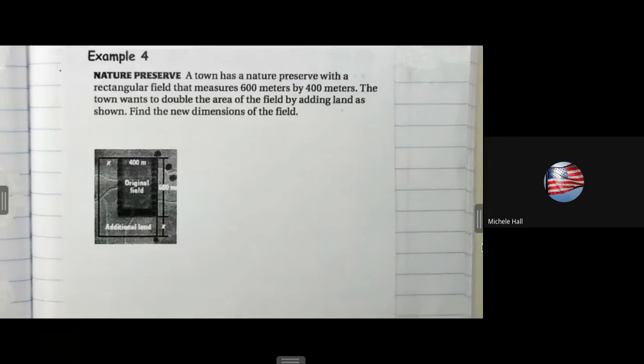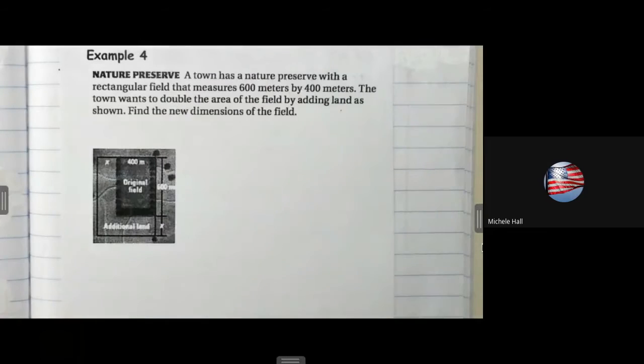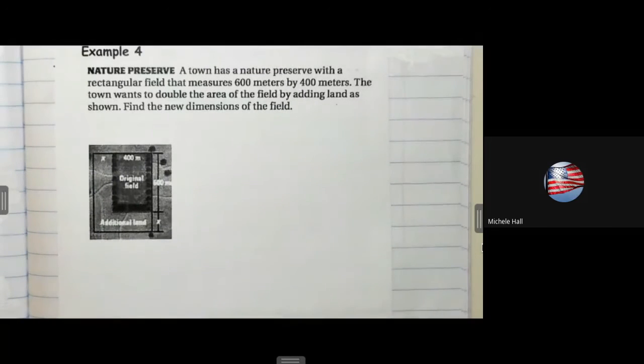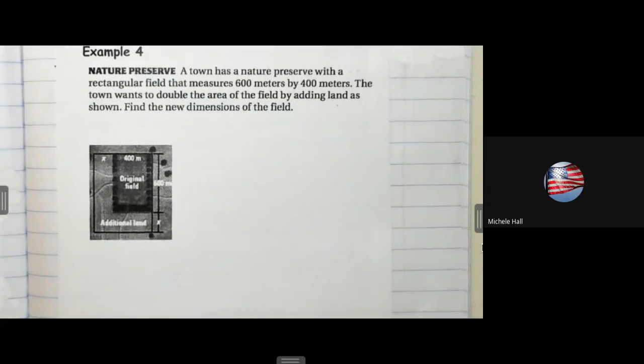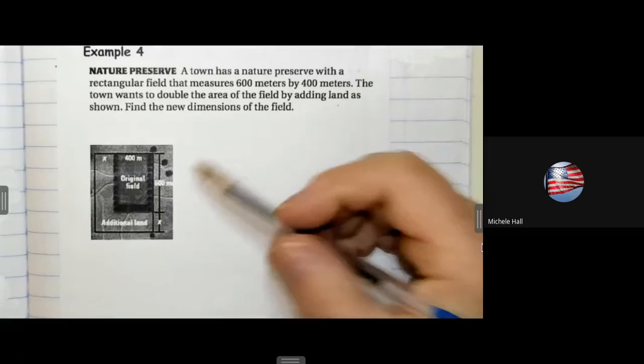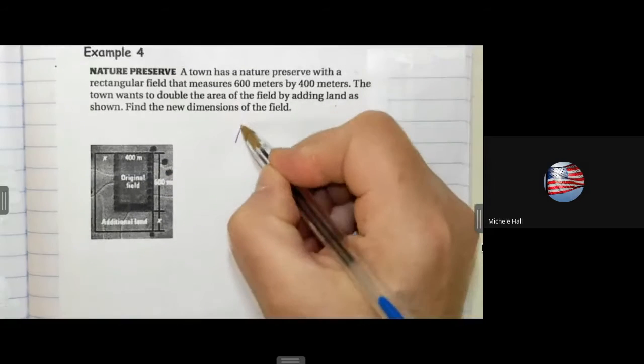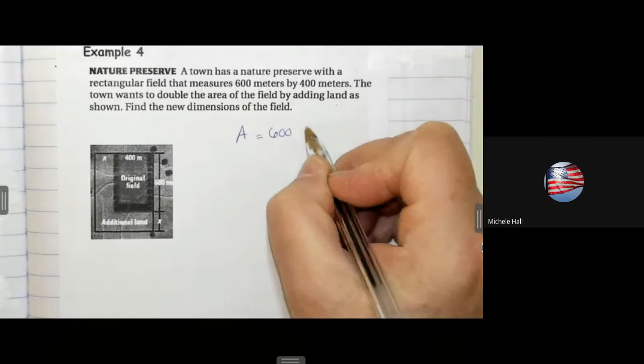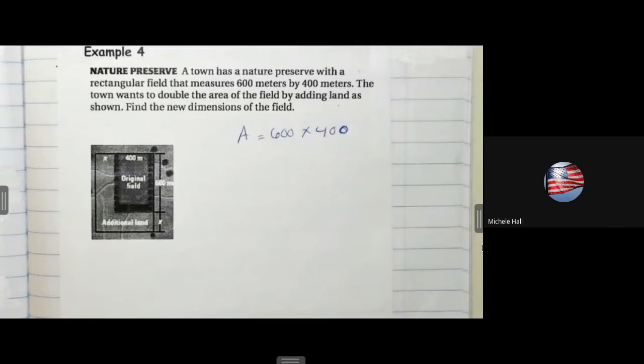Something you should realize about word problems is they always represent what you did for the number crunching. So what was today's number crunching all about? Factors. So you can be sure that your word problem is going to look something like that. The area of the original field would be 600 times 400, so the area is 240,000.